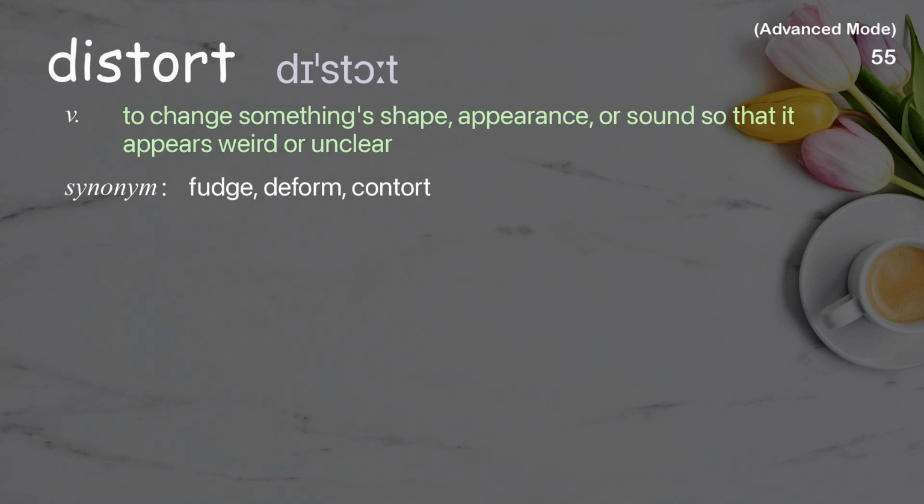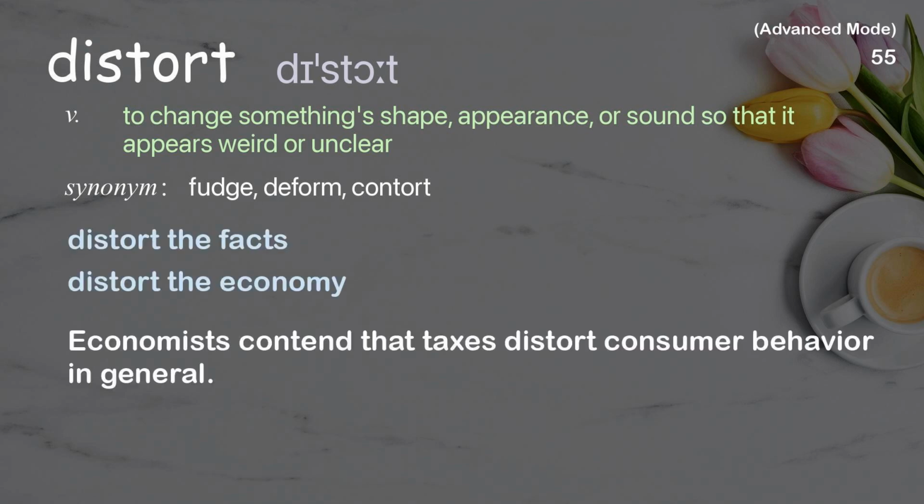Distort. To change something's shape, appearance, or sound so that it appears weird or unclear. Examples: Distort the facts. Distort the economy. Economists contend that taxes distort consumer behavior in general.